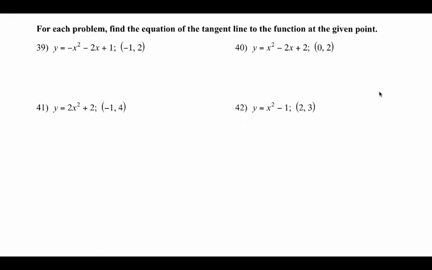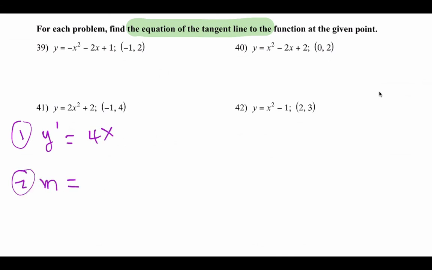The last one that I want to review with you is finding the equation of a tangent line. I think you guys did well on this one on your test. So step number one, I'm going to take the derivative. 4x, the 2 cancels out. Step number 2, I want to find the slope. So for the 4x, I will plug in this value right here, -1. So my slope is -4.